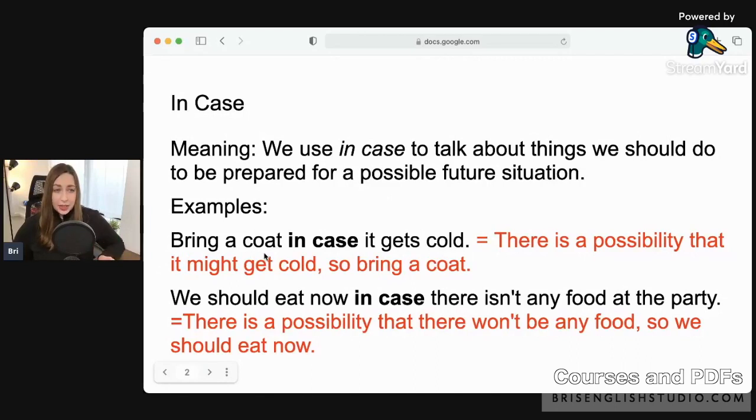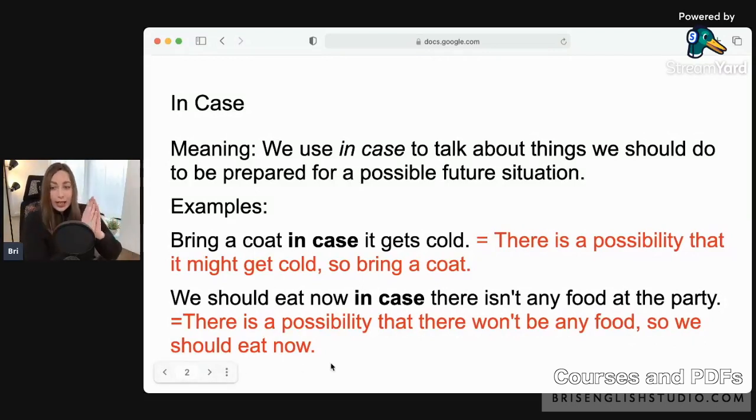Bring a coat in case it gets cold. Okay, there is a possibility that it might get cold. So bring a coat. The next one, we should eat now in case there isn't any food at the party. Okay, there is a possibility that there won't be any food. So we should eat now.